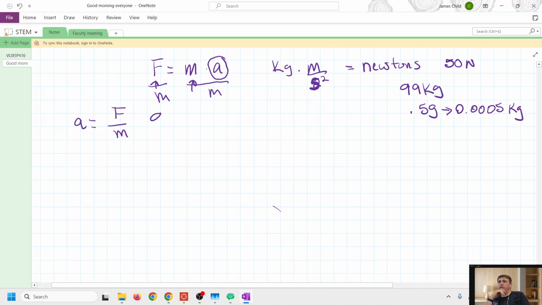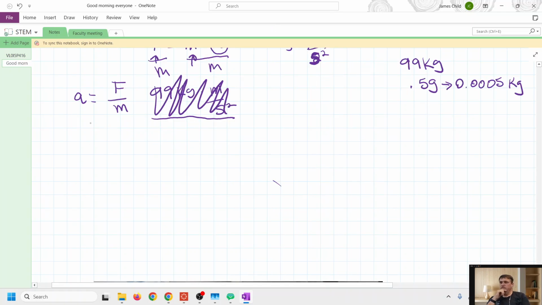So we got 99 kilograms times meters per second squared, because that's newtons, that's my force. No, I messed that up. Sorry, let's do this again. Let's get a little bit more room here. So it was the force, which was 50 newtons, divided by 99 kilograms. That's better.